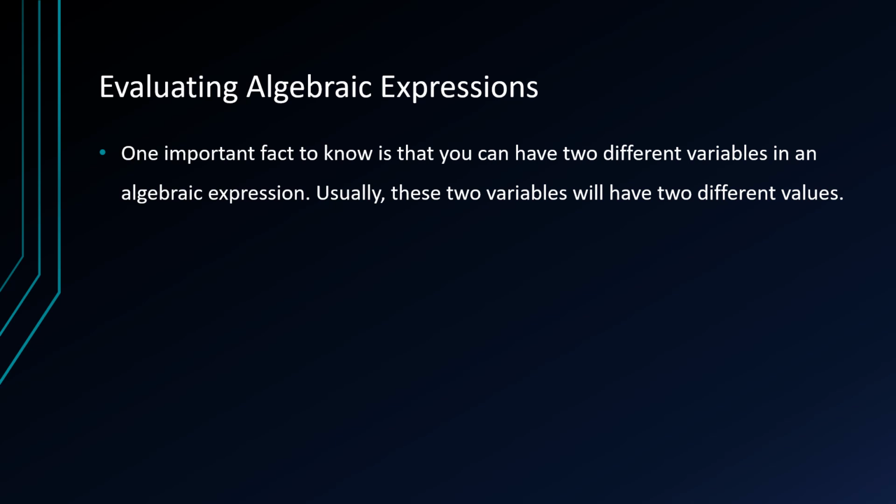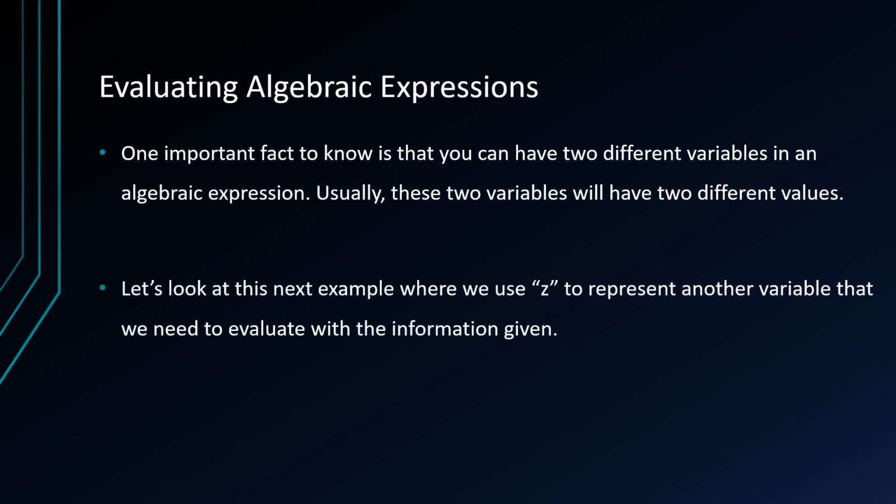One important fact to know is that you can have two different variables in an algebraic expression. Usually these two variables will have two different values. Let's look at this next example where we use z to represent another variable that we need to evaluate with the information given.